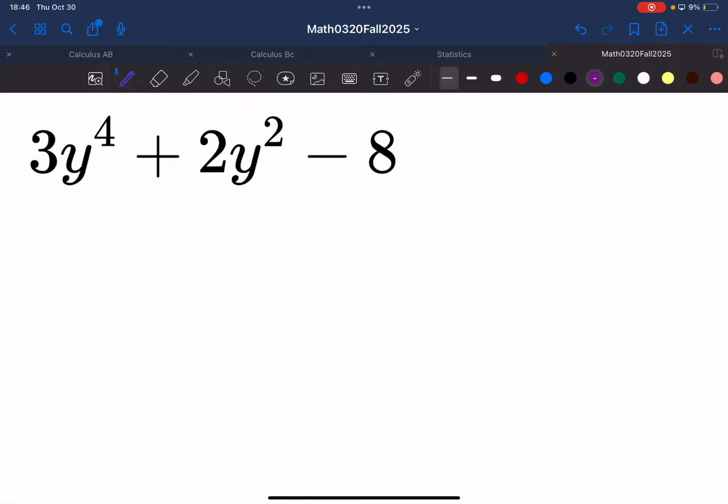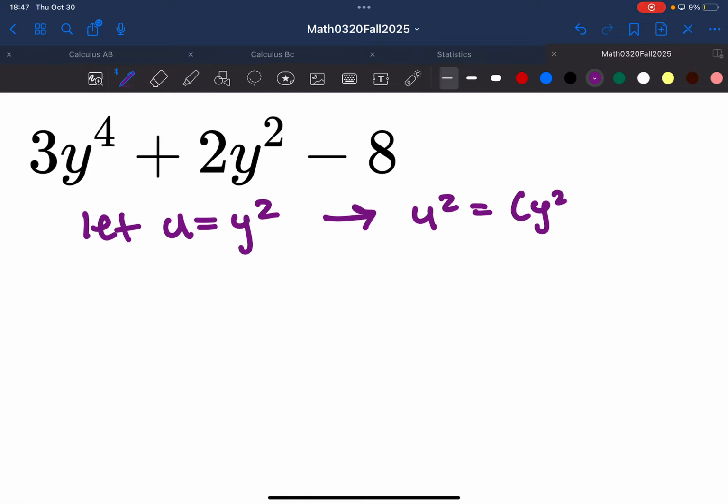The only thing is, is it going to be in terms of x or in terms of y at the very end, right? Because it's y to the fourth and y squared at the very end. At the beginning, we're going to have it in terms of u. So we're going to say let u equal y squared, right? Just the variable. Which means that u squared is going to equal y squared squared, which is y to the fourth. Okay, so then I plug in those values.